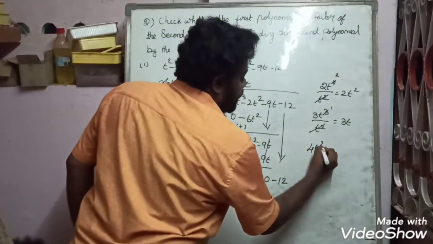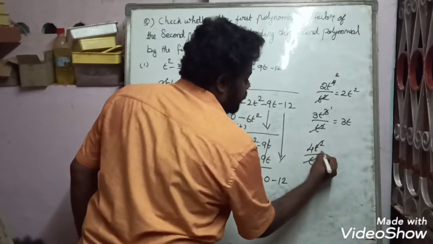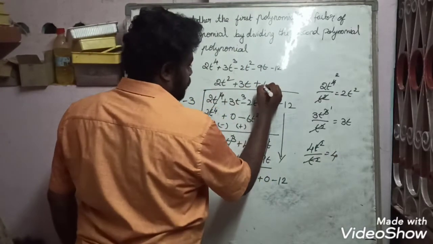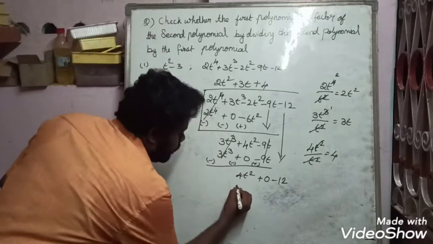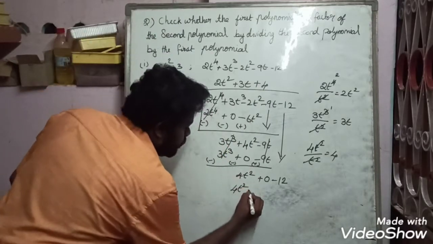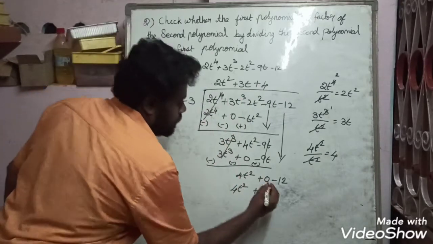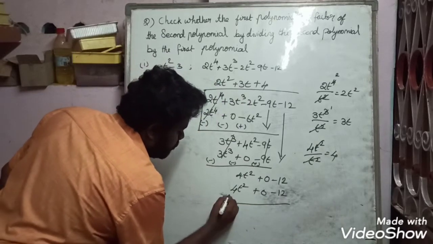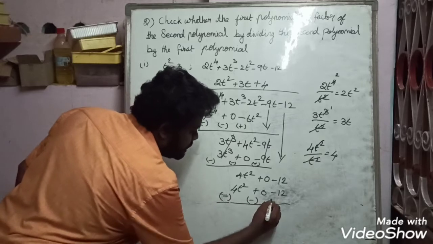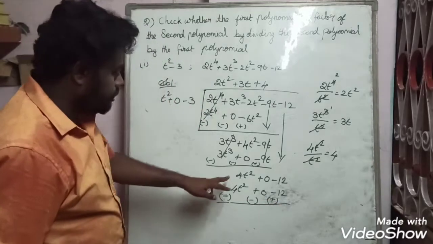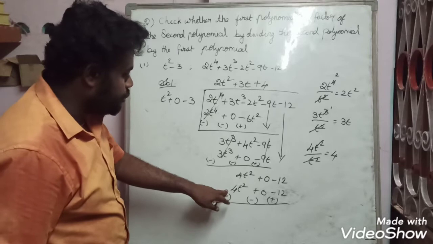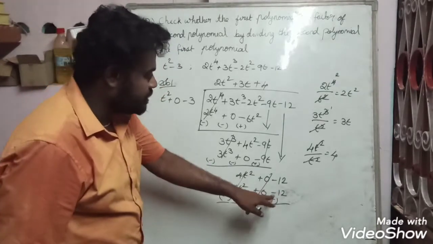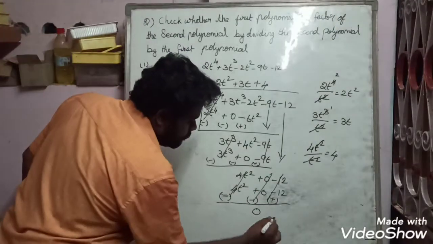So 4t square can be divisible by t square. We get 4. 4 into t square, 4t square plus 0 minus 12. Now we change the symbol. Plus 1 becomes minus, minus 1 becomes plus. So 4t square minus 4t square is 0 and then 0 minus 12 plus 12. So the whole term we get 0.